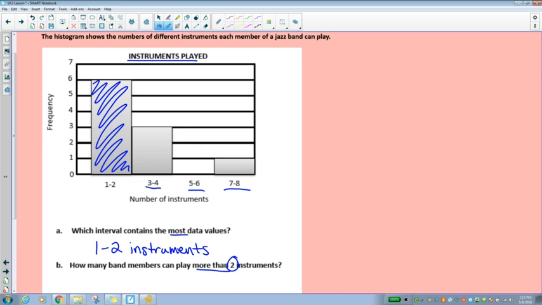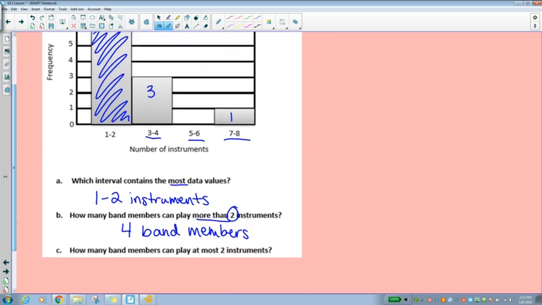However, I notice there is nobody that can play 5 to 6 instruments, so there is going to be a 0 amount of people I'm going to add to that. So I'm going to go ahead and add the bar for 3 to 4, which is 3, and then 7 to 8, which is 1 student. So I have a total of 4 band members that can play more than 2 instruments. Always make sense of what the question is you're asking so that you know how to label it.